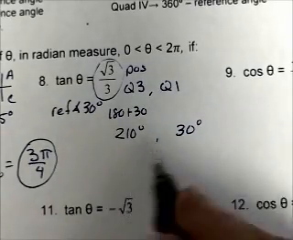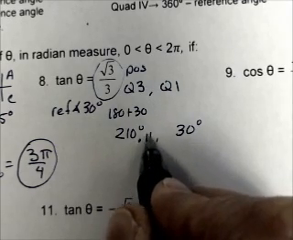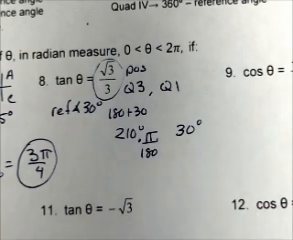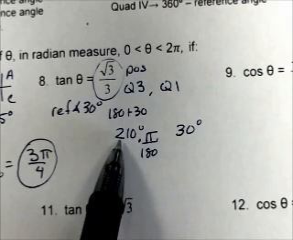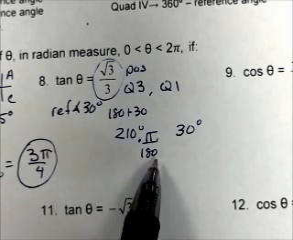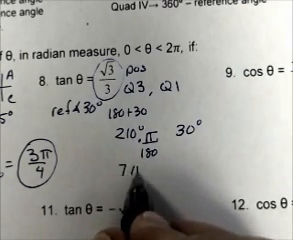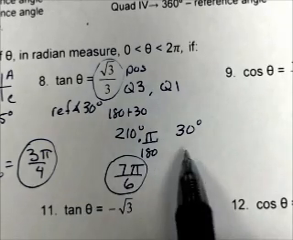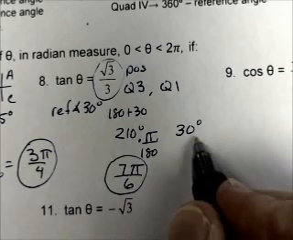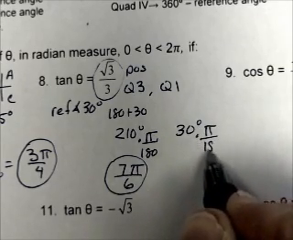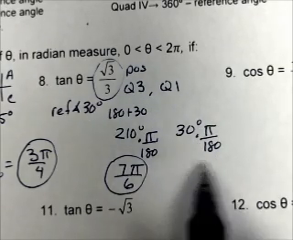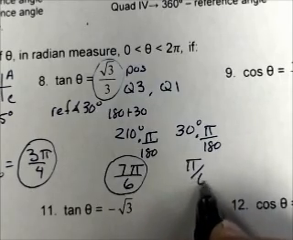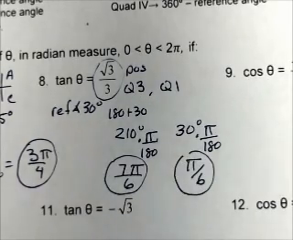And now we must convert to radians. So multiply by pi over 180. I know I can reduce here. 30 goes into 210 seven times and into 180 six times. So that's 7 pi over 6. You gotta love fractions here. And 30 degrees, multiply by pi over 180. 30 goes into 180 six times. So that's going to be pi over 6. And there are two radian measures.